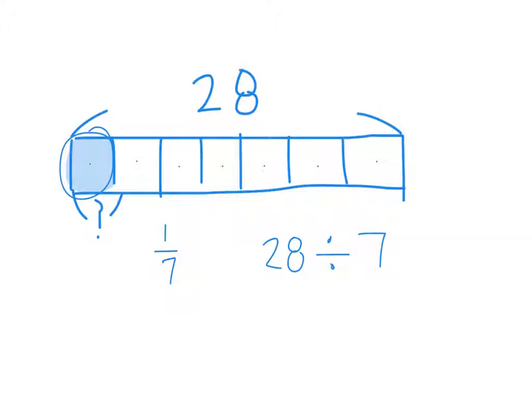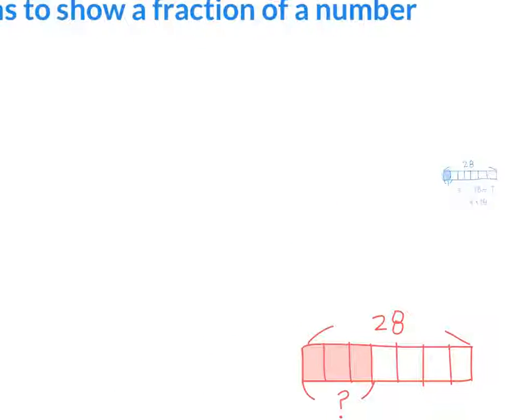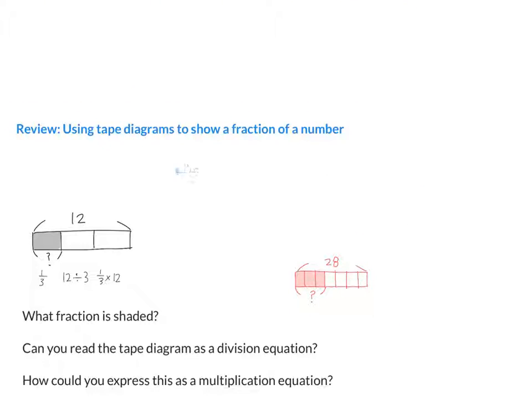So if this is 1/7 of the entire piece of tape, which is 28, 1/7 of 28, how could we write it as a multiplication equation? Ananya? Good. So do you see how one tape diagram can show 3 different equations? Well, they're all the same value, but do you see how that works? Okay, let's try one more.